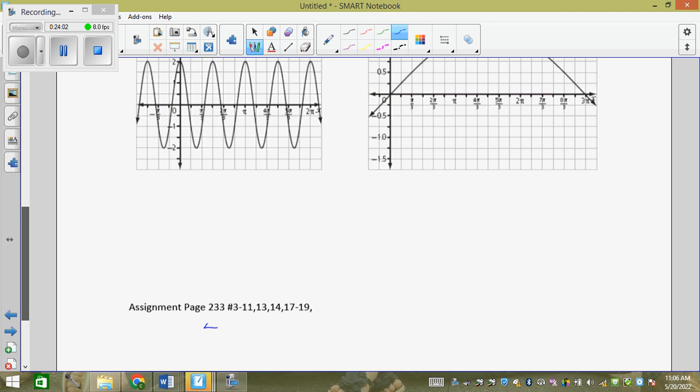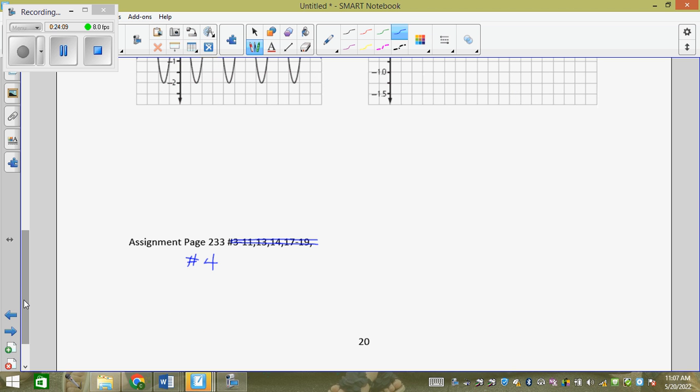Number 4, I want you to do, but it says sketch. I don't want you to sketch. It just says determine the amplitude of each periodic function and then sketch it. I don't want you to sketch it. Number 5 says state the period and then sketch it. I don't want you to sketch it. Number 6 is a matching.